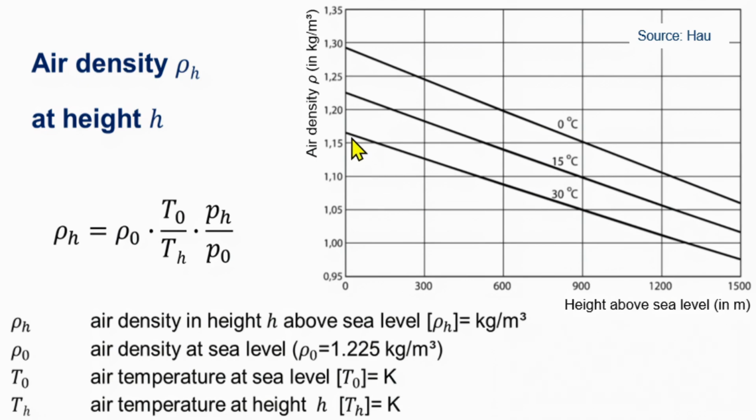If the temperature is lower, for example in winter, then the air density goes up. If you go to a higher position, for example the mountains, the air density goes down. For example, if we take our 30 degrees value and go up to 1,500 meters, then the density is below 1 kilogram per cubic meter only. That also means we have an accordingly reduced power output of our wind turbine.